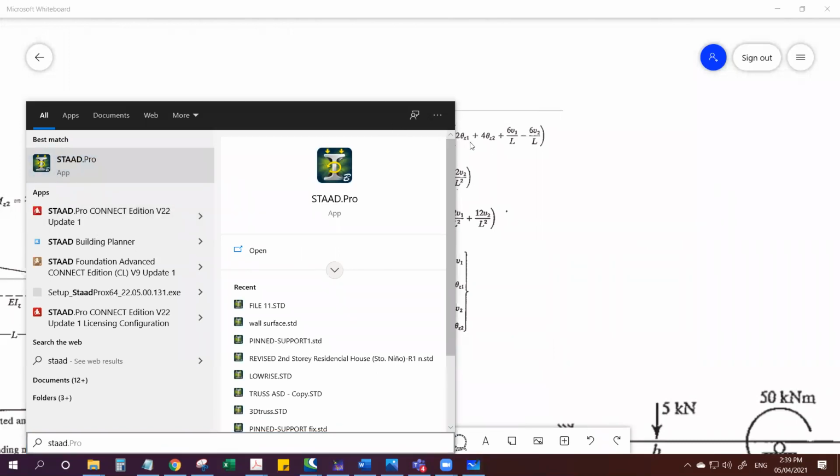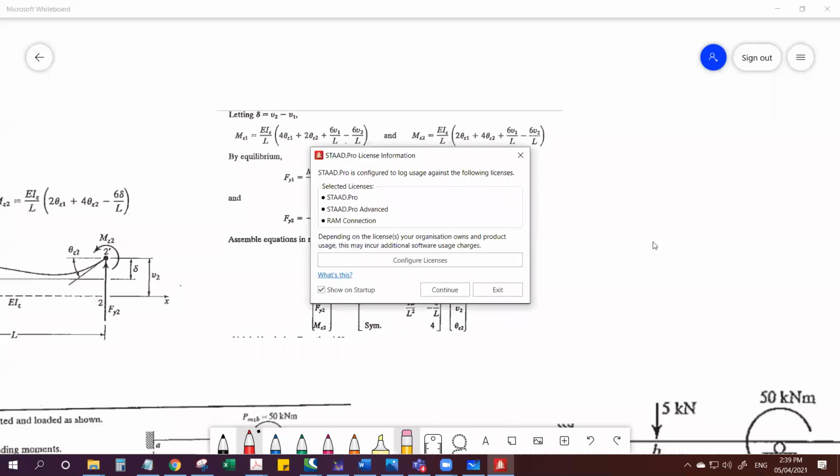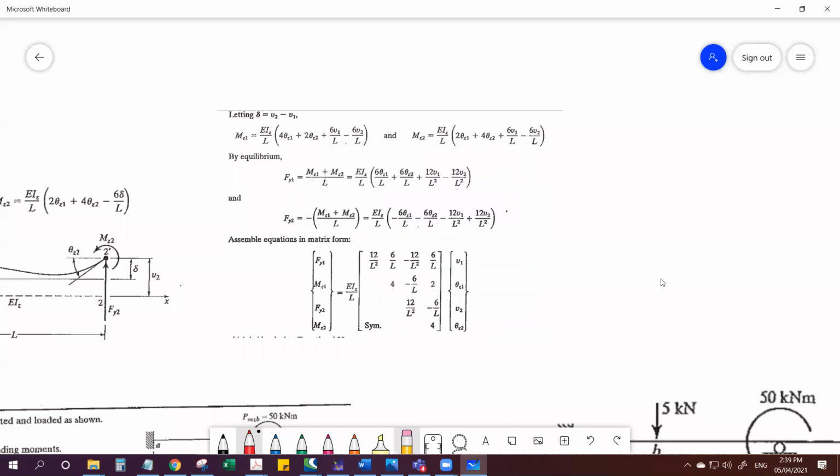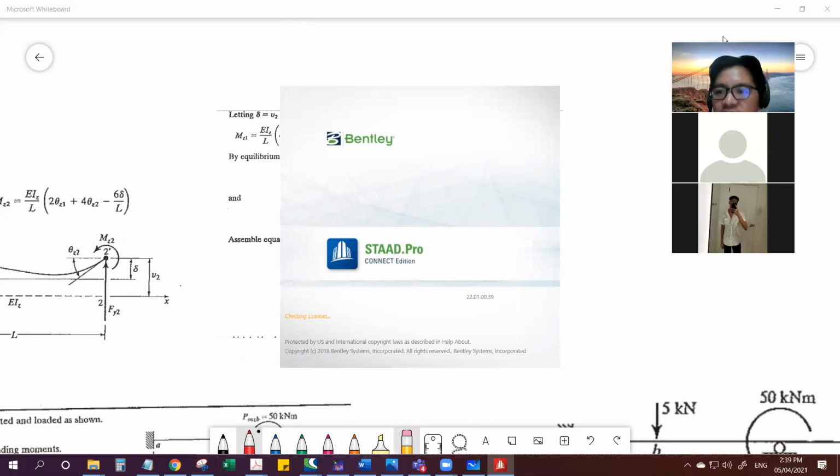Because all software, as I said, are using this method, the stiffness matrix analysis, in analyzing the structure. So there will be a lot of times, especially when you're a beginner, when there will be instability warnings. So why does instability happen? How do you prevent it? And what happens to your matrix during an instability warning?